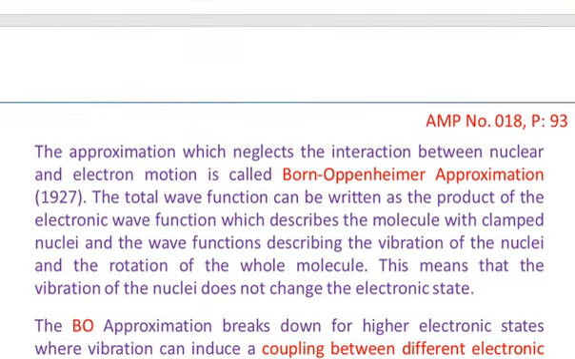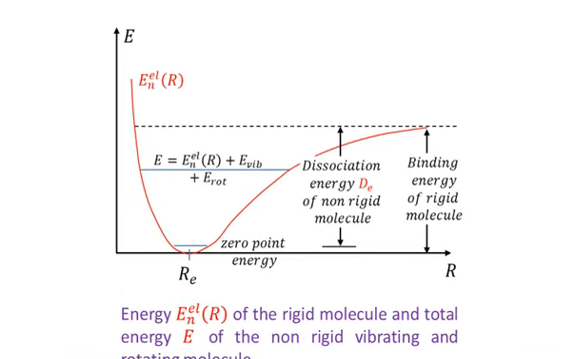Actually, under the Born-Oppenheimer approximation, this electronic state shown by the red curve will contain many horizontal lines within this curve representing the vibrational levels.